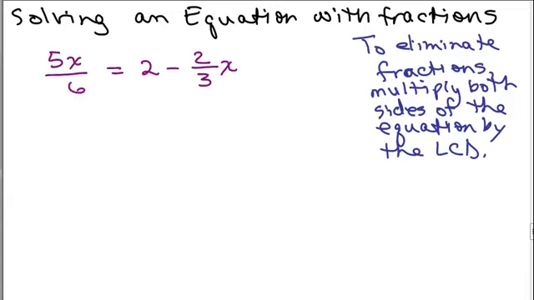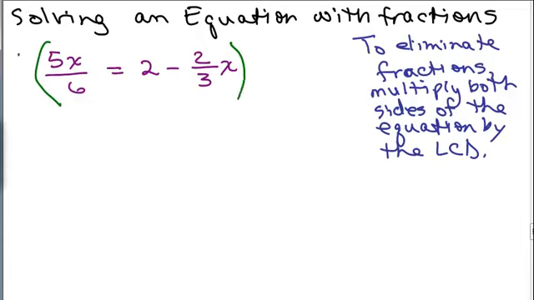We're going to solve this equation, which has some fractions. And remember, to eliminate fractions, we're going to multiply both sides of the equation by the least common denominator. So there are two denominators, a 6 and a 3. You have to determine what the least common denominator is, and that would be 6. That's the number that both numbers divide into.